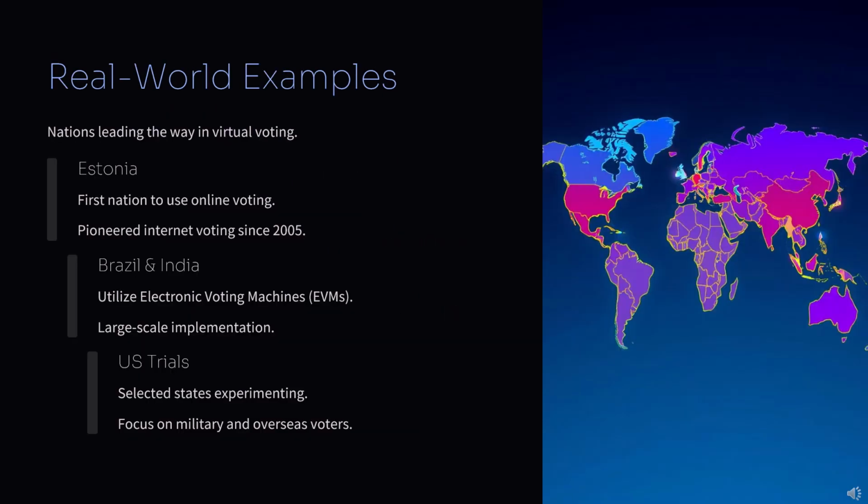Okay, let's look at some real world examples, or we can say applications. Estonia was the first country to implement nationwide online voting. Since 2005, its citizens have voted securely from any device with a digital ID. Brazil and India use electronic machines for large scale elections. While these are not internet based, they show the transition from paper to digital. In the United States, some states are experimenting with online voting for military personnel or overseas citizens. These trials help to identify strengths and weaknesses in real world scenarios.